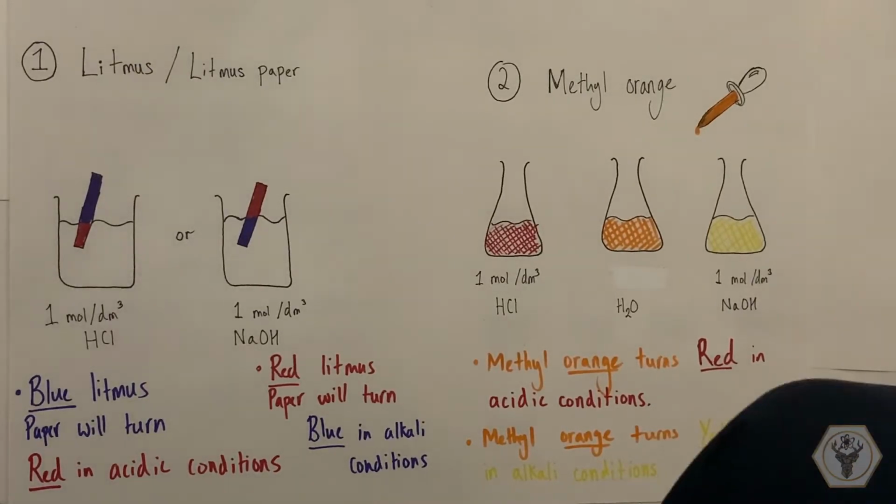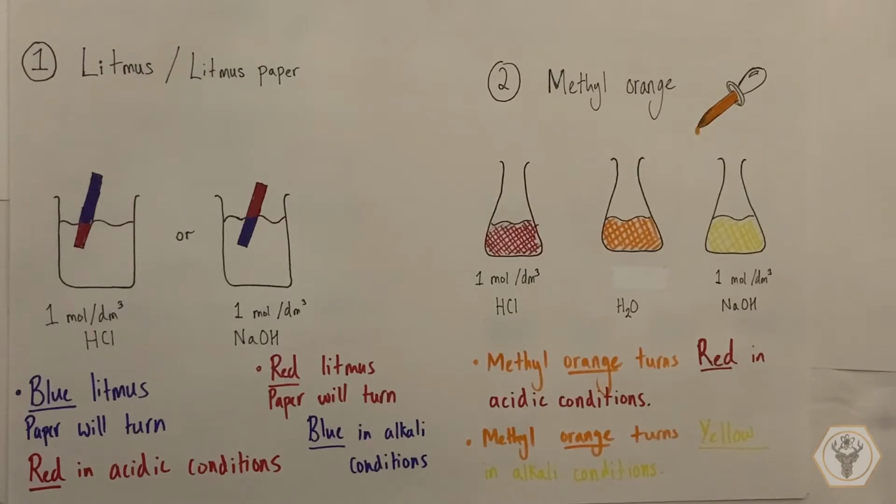The second indicator I want to talk about is methyl orange. So methyl orange is, here's my dropping pipette, and you can see that the original colour of methyl orange is that it's an orange solution. But I've got 3 different conical flasks with 3 different environments. I've got a 1 mole per decimeter cubed solution of hydrochloric acid, some water, and a 1 mole per decimeter cubed solution of sodium hydroxide, which is an alkali.